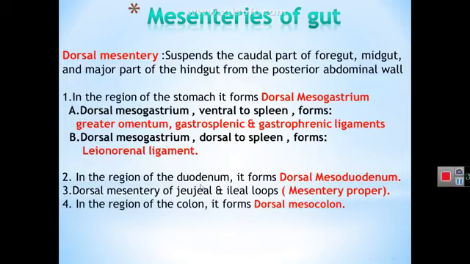In the region of the duodenum, the dorsal mesentery forms the dorsal mesoduodenum. The dorsal mesentery of the jejunal and ileal loops is called the mesentery proper. In the region of the colon, it forms the dorsal mesocolon.